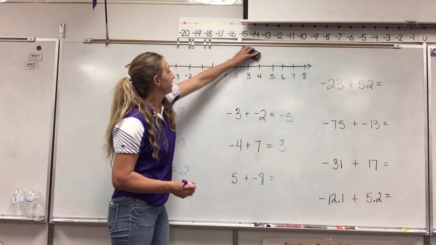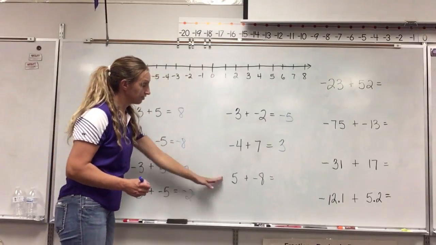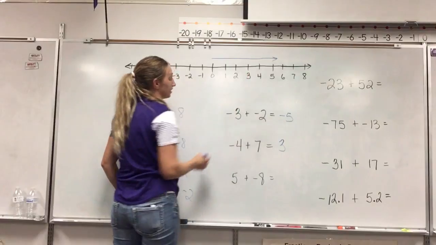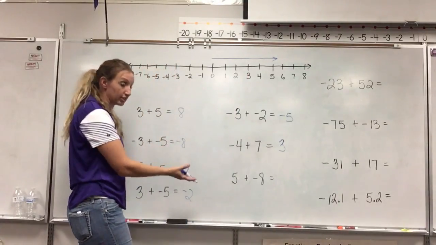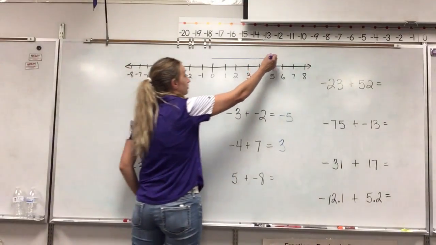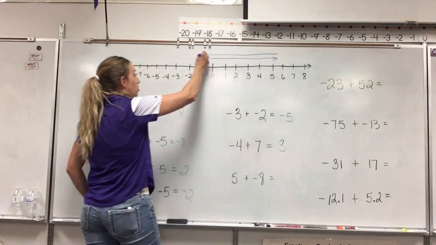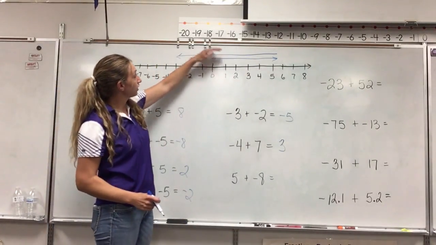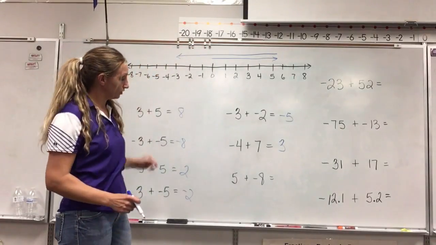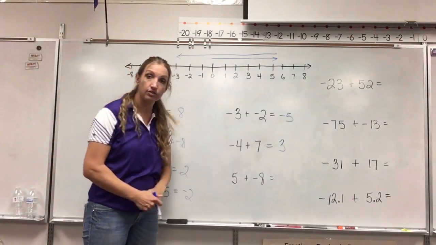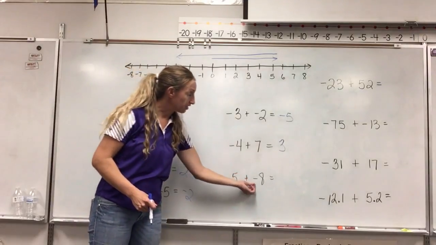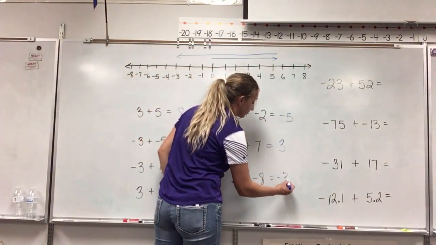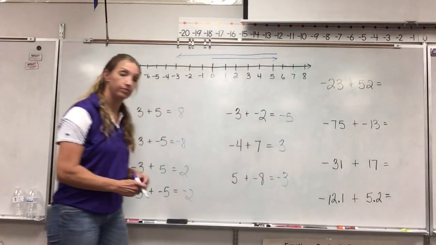5 plus -8. 5 plus a -8. So here's another one. I'm switching directions. My arrows are going in different directions. Because they switch directions, I just need to know the difference between these two. So 8 minus 5 is 3. My negative number had a larger absolute value, so it's going to be -3.